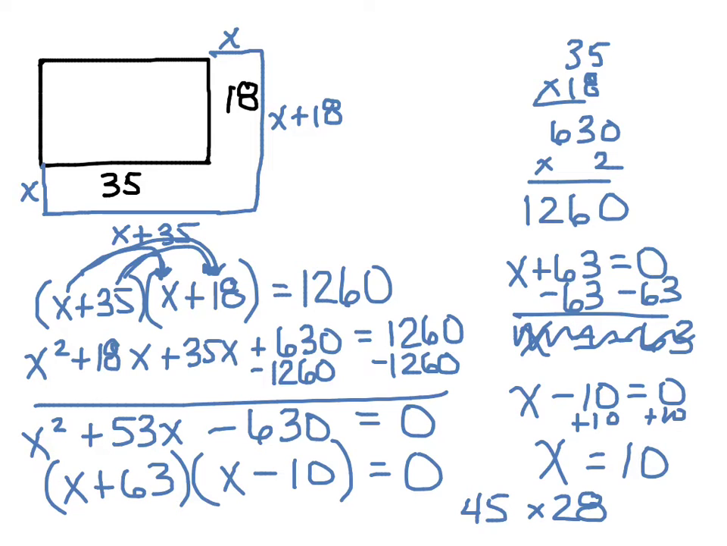How much? 45 times 28 is 1260. Where was 1260 on the screen? When I doubled the area. So does this, when I take the length times the width, equal double the area? Yes, it does. So guess what? You did it right. If you didn't, it would not have worked out that way. Okay? That's number 5.